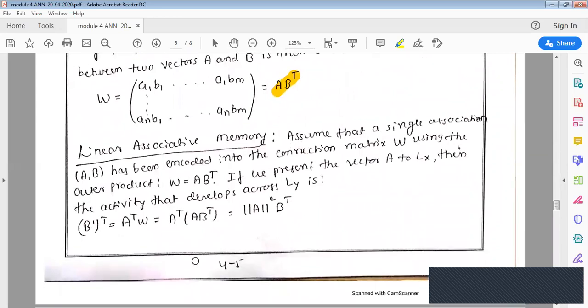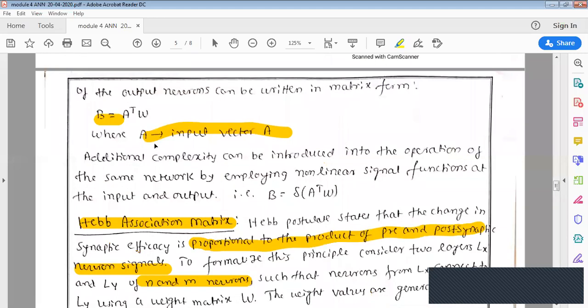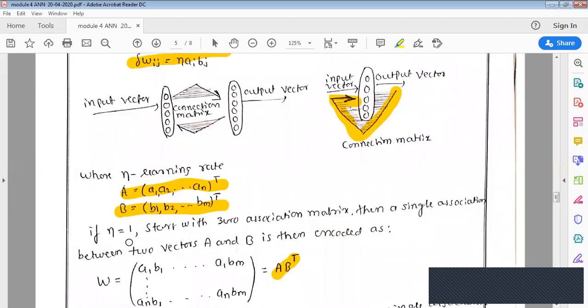Now that you understand this weight matrix, let us understand the meaning of linear associative memory. Once you have encoded matrices A and B with n inputs and m outputs, I assume that W equals A B transpose, which we derived in the previous section. Now B dash is nothing but B transpose. B equals A transpose W. I get this equation from here, and I am using the same equation here.